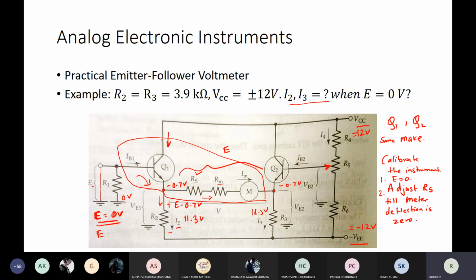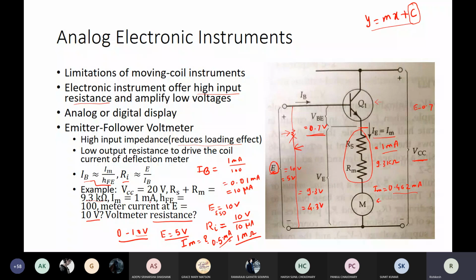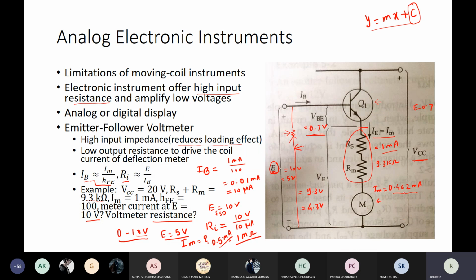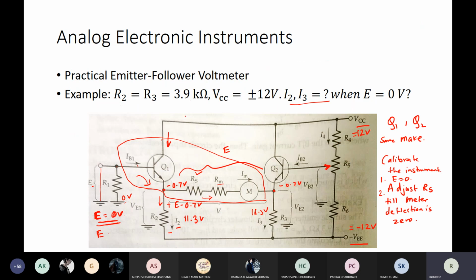Right. So if you take the same example here, if you consider 10 volts for which you would like to design the voltmeter for 0 to 10 volts, if the meter current maximum full scale deflection is 1 milliampere, then when you apply 5 volts across the meter, it will be 5 volts only. So the meter will definitely indicate deflection of 0.5 milliampere. Here in this case, it was indicating 0.462 milliampere. Right. With this arrangement, we got rid of the effect of minus 0.7.